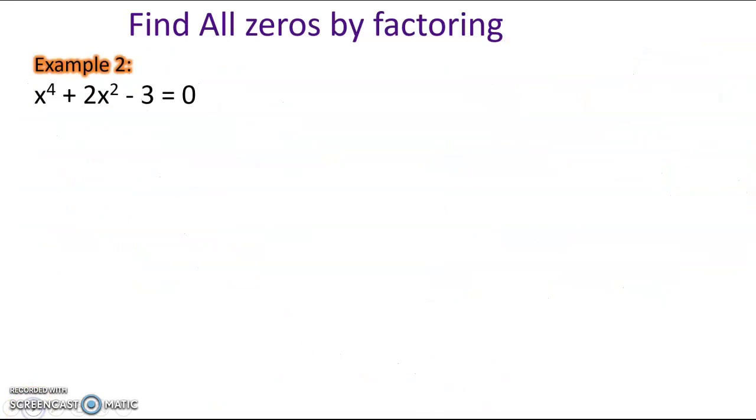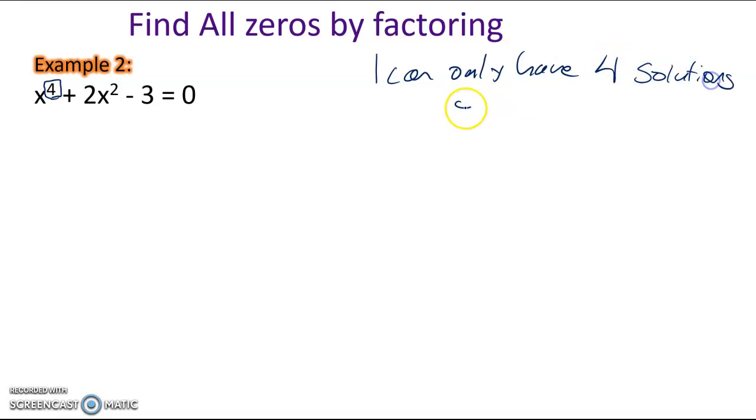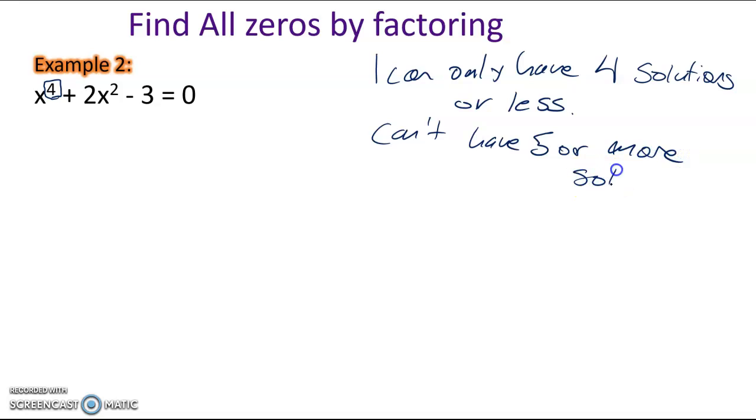Okay, so moving on for this one here, finding all zeros by factoring. I take a look at this 4 right here, and from that I see that you can only have 4 solutions or less. I might be able to have 3 solutions, 2 or something like that, but I can't have 5, all right? Can't have 5 or more solutions. So now, let's go ahead and try and factor this, see if we can find what these solutions are.